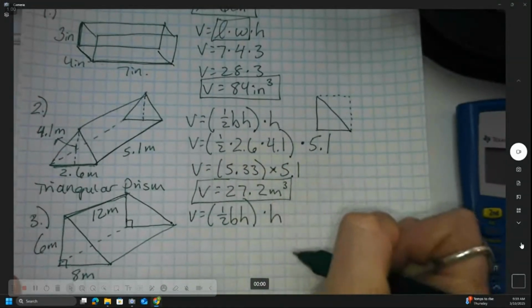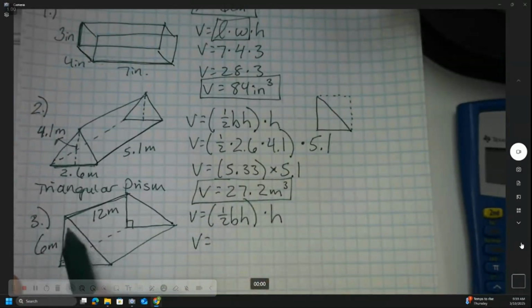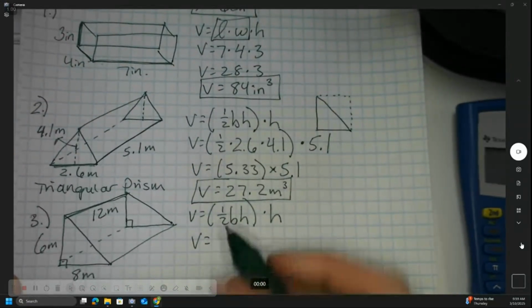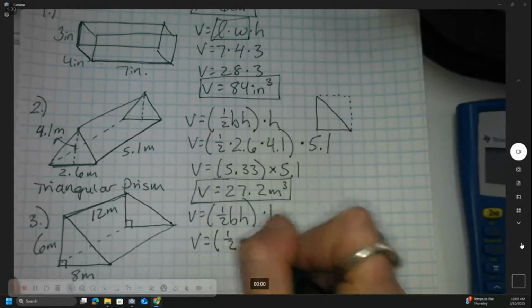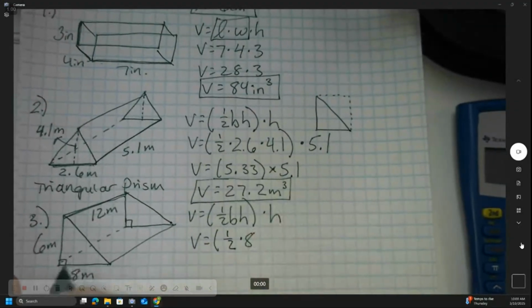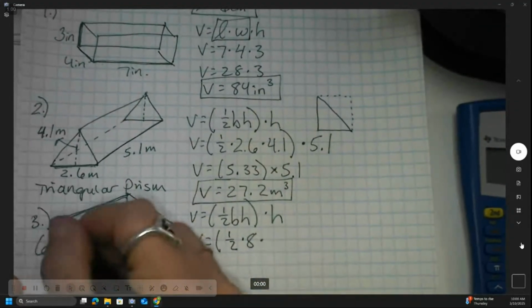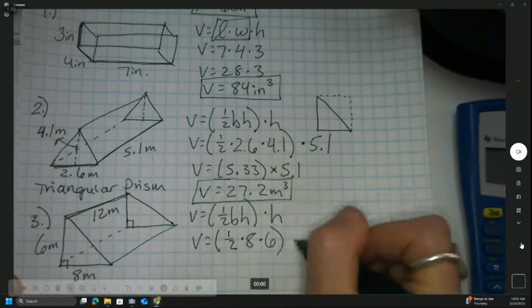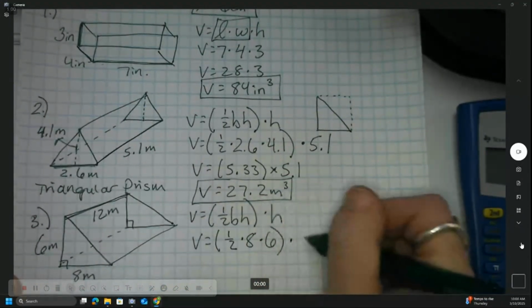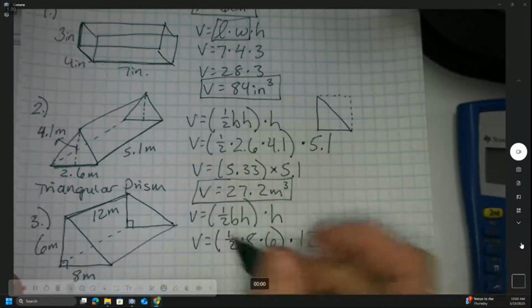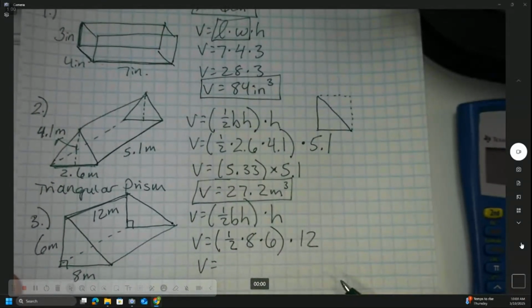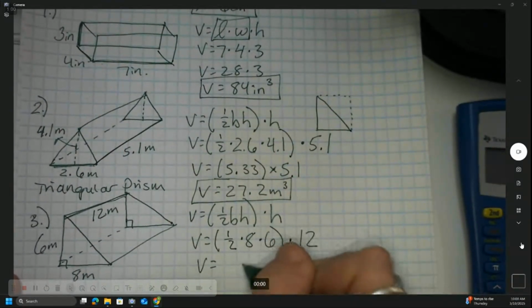So plugging it into the formula that we know, 1/2 times base times height, times the height of the whole prism. Let's go ahead and solve for the area of just the base. So that's 1/2 times the base, which is 8, times the height, which is 6, times the height of the whole prism, 12. Solve what we need in parentheses first. 1/2 times 8 times 6 is 24.